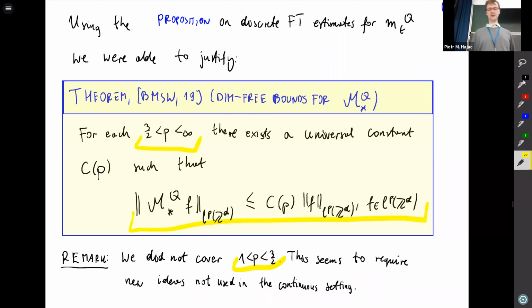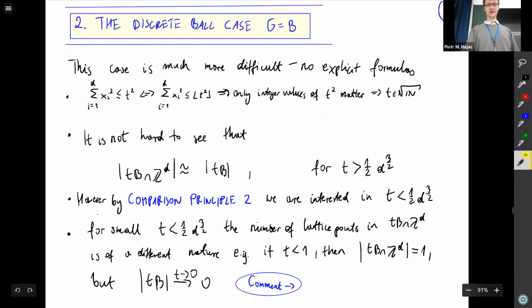For the cube, we could prove something, but let me now go to the ball and say what the problems for the ball are in the last part of my talk. Okay, so now G is equal to the ball. And now if we think about the quantity sum of xi squared, when is it smaller than t squared? Then it is the same as if we didn't take t squared, but the integer part. Once again, because these coordinates here are integers.